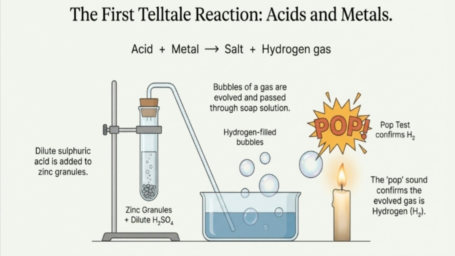Acids react with metals to produce a salt and hydrogen gas. The experiment shown involves adding dilute sulfuric acid to zinc granules. The resulting hydrogen gas can be confirmed by the "pop test," where a burning candle produces a characteristic pop sound when placed near the gas bubbles.